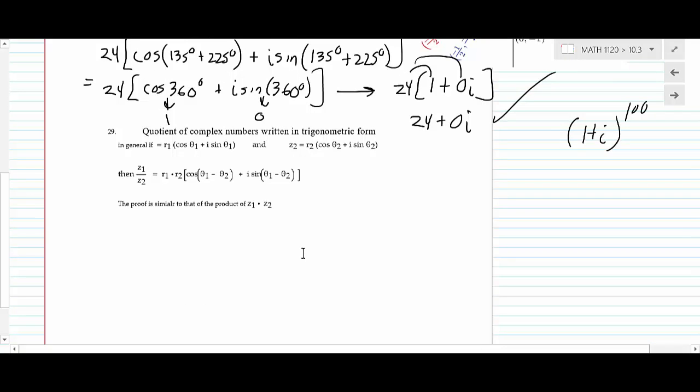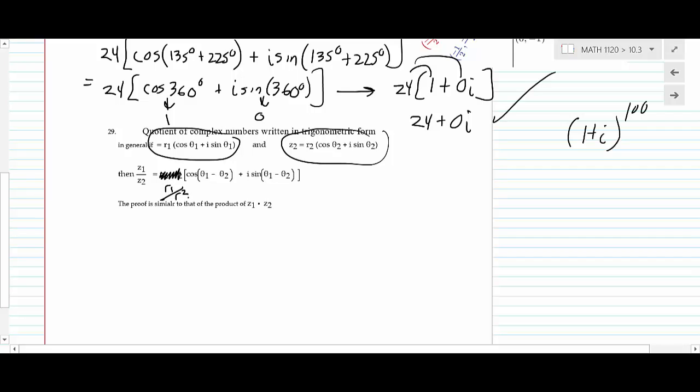This one does have a mistake on it. I keep forgetting to fix this. But what we're doing now is taking two complex numbers and dividing them. So let's go ahead and do that, wrap this up. The only thing you need to do is change this. It says R1, R2. It should say R1 over R2.